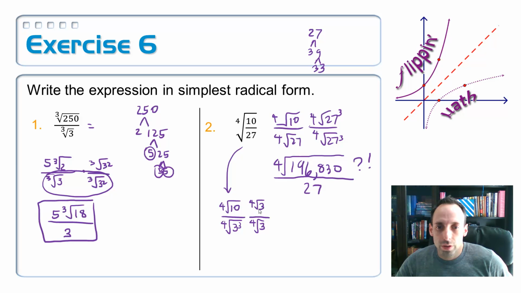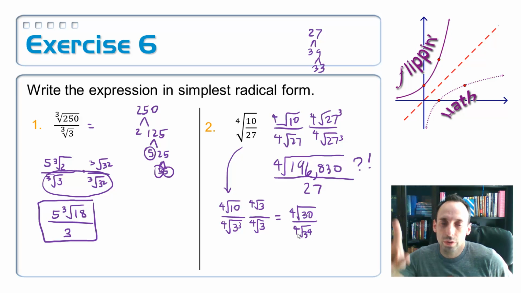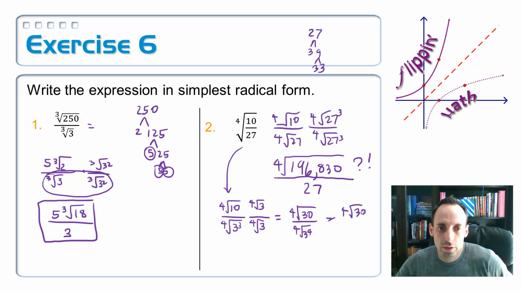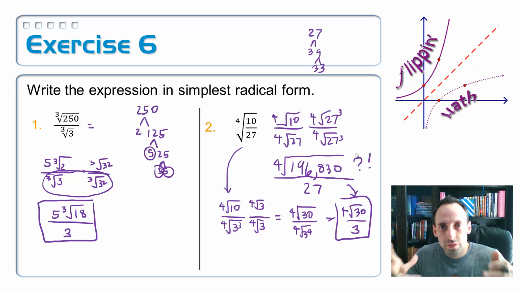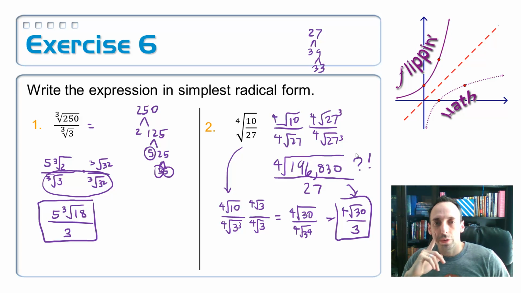So 4 to the third, multiply across the top, and I get the 4th root of 30 over, and now this is going to be the 4th root of 3 to the 4th, and we know those things are supposed to cancel out, so I get the 4th root of 30 over 3. So that's what this whole thing is supposed to simplify to. So that's what happens if you don't simplify your radicals first.